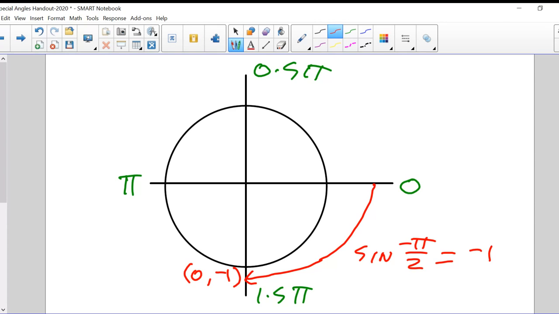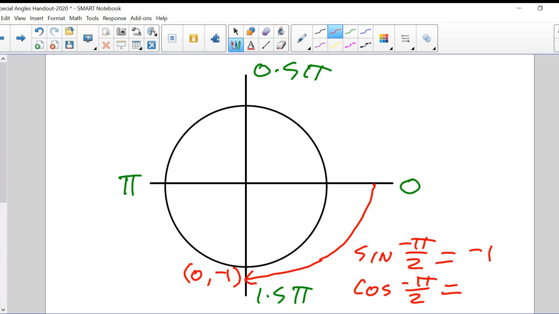It's -1 because of where I am, not because it says sine of minus pi over 2. It's because of where I am. I ended up going clockwise, ended up on the negative side of the y-axis, and therefore my coordinates are 0, -1. It says sine, so I'm looking at my y, and my y coordinate is -1. Okay, cosine of minus pi over 2.